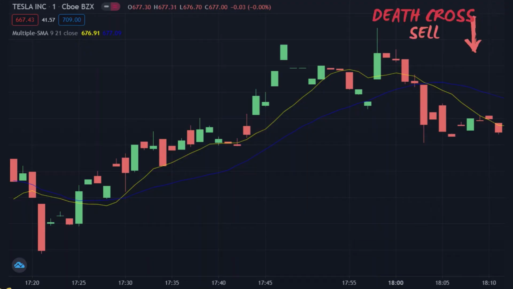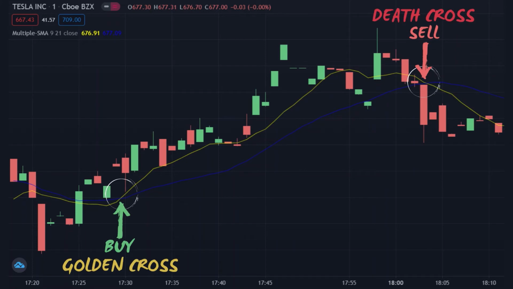In the chart shown here, we have applied two simple moving averages, or SMAs, the 9 period and the 21 period. Let's take a look at how we can effectively use the moving average crossover strategy. The basic principle behind the strategy is simple. When the short-term or 9-period SMA crosses above the long-term or 21-period SMA, it produces a buy signal and is referred to as a golden cross.